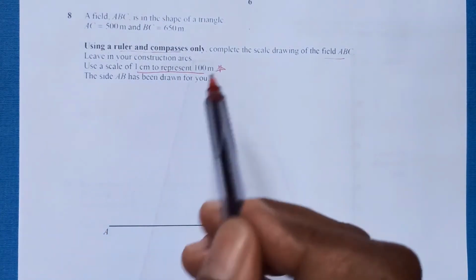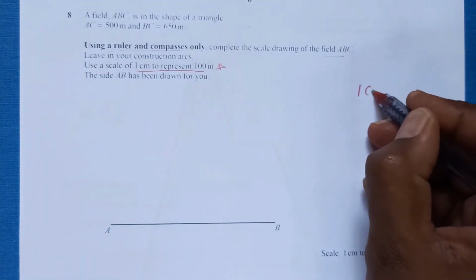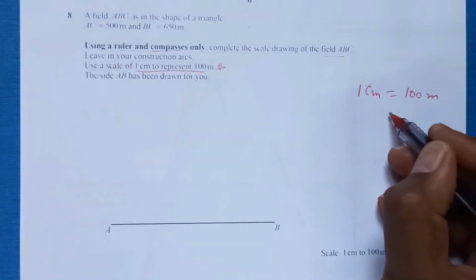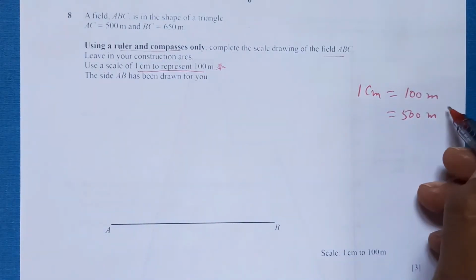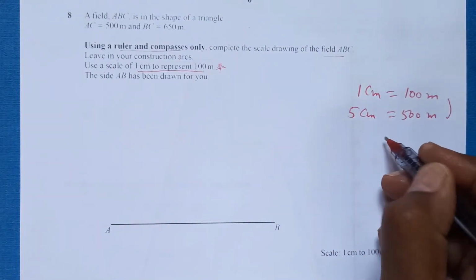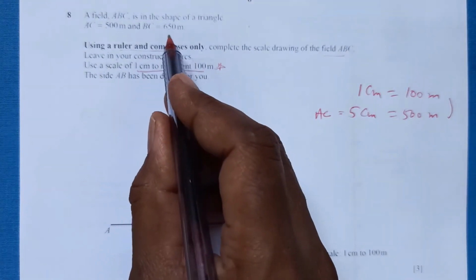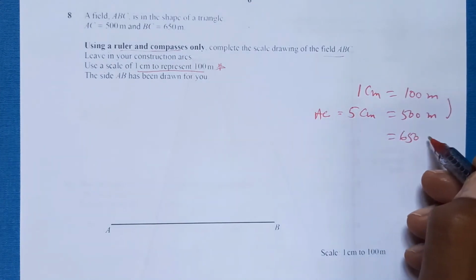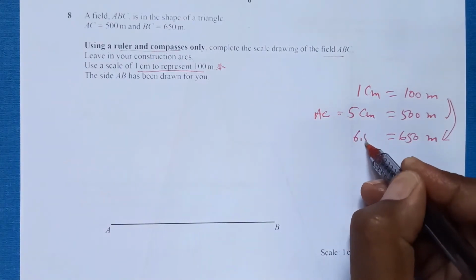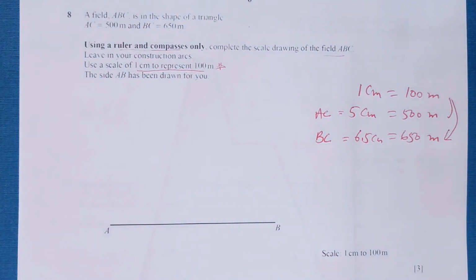So this is important. We need to convert the scales first. We are given 1 centimeter is equal to 100 meters. So we have here AC is 500 meters. So you can see this is divided by 100, so this will be 5. So that is the value of AC. AC is 5 centimeters. The other one is 650 meters. So from here you need to divide it by 100. So that will give you 6.5 centimeters. So this is BC. So now we can draw this diagram.